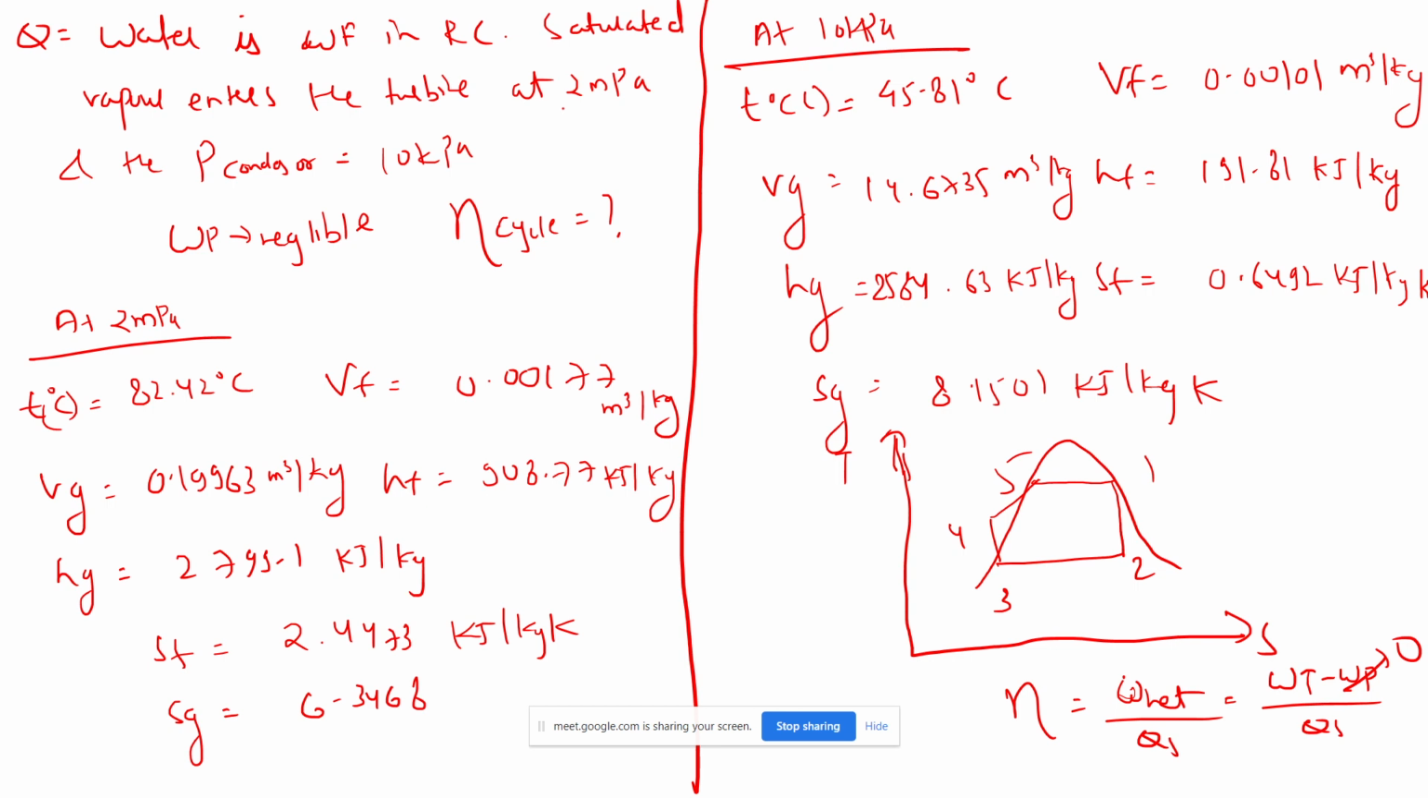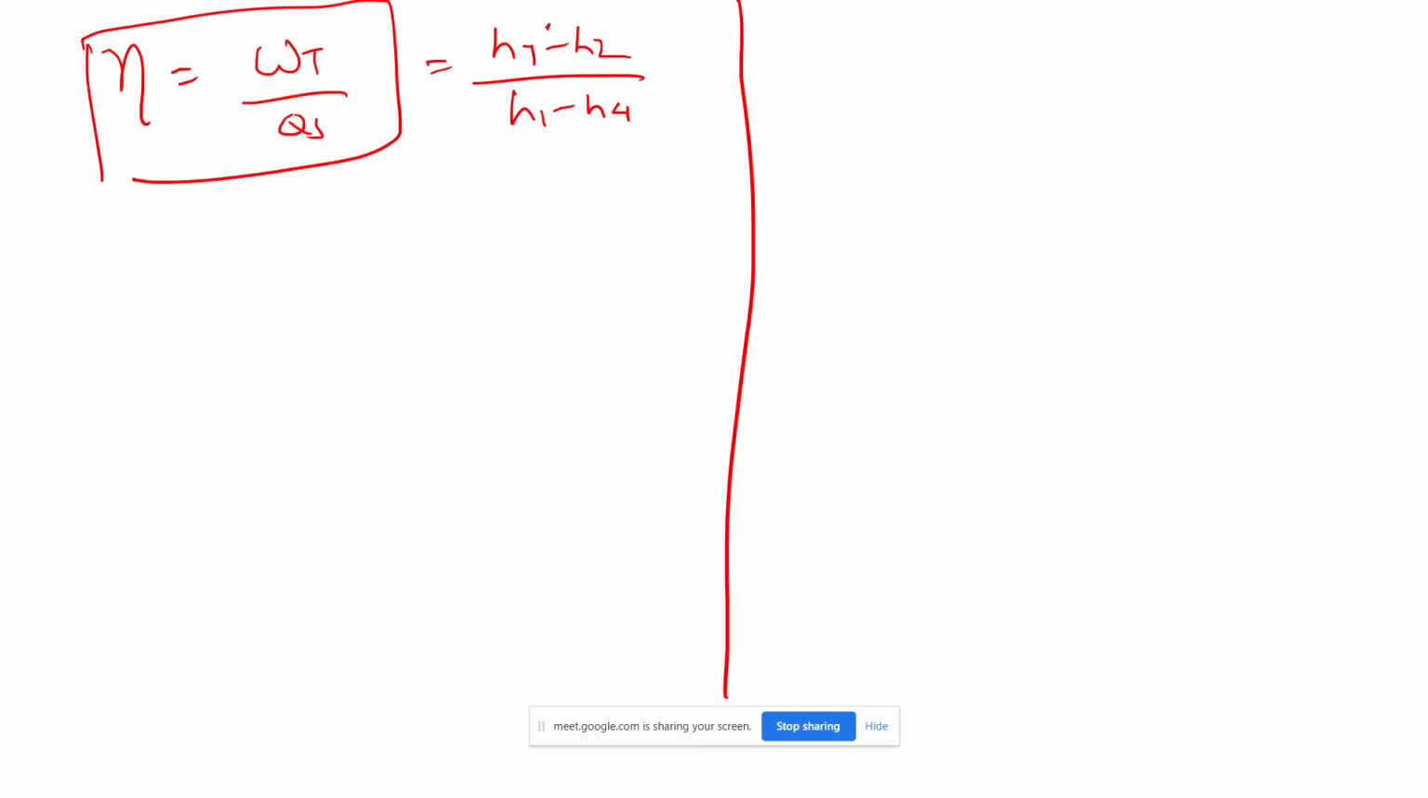30%, 30.14, yeah, it is right. It is 30.2%. So anyone else who has got the answer?